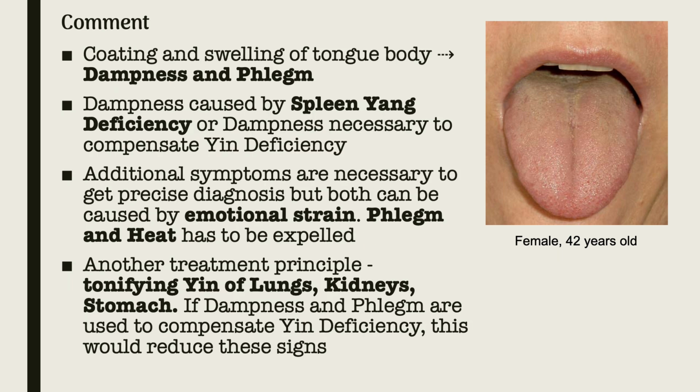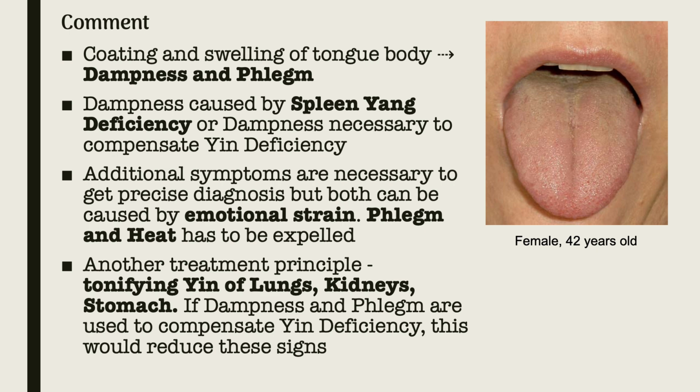The coating and swelling of the tongue body connotes dampness and phlegm. Dampness is caused by spleen yang deficiency, or dampness is necessary to compensate yin deficiency. Additional symptoms are necessary to get a precise diagnosis, but both can be caused by emotional strain.